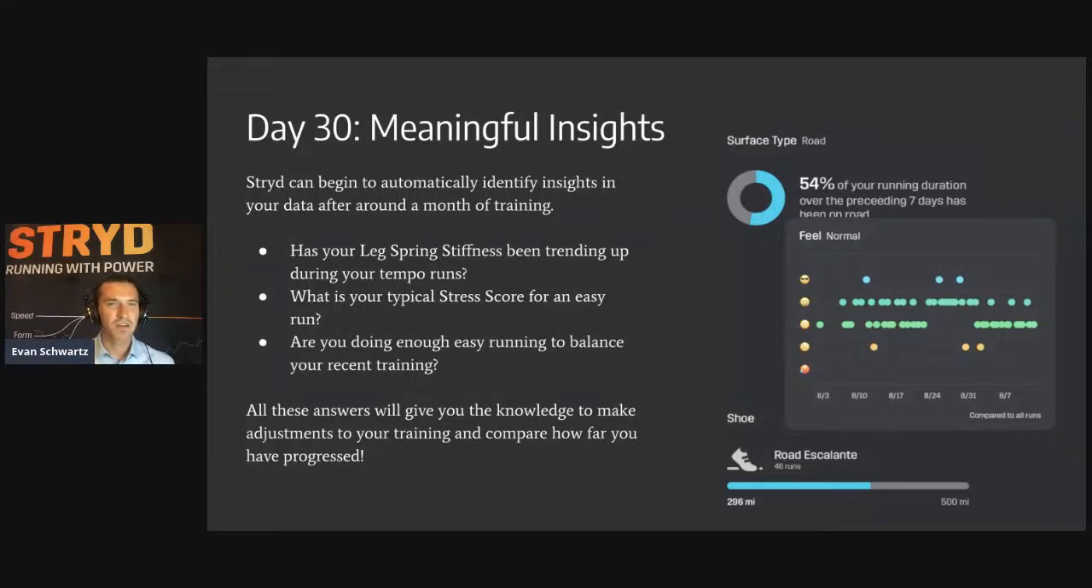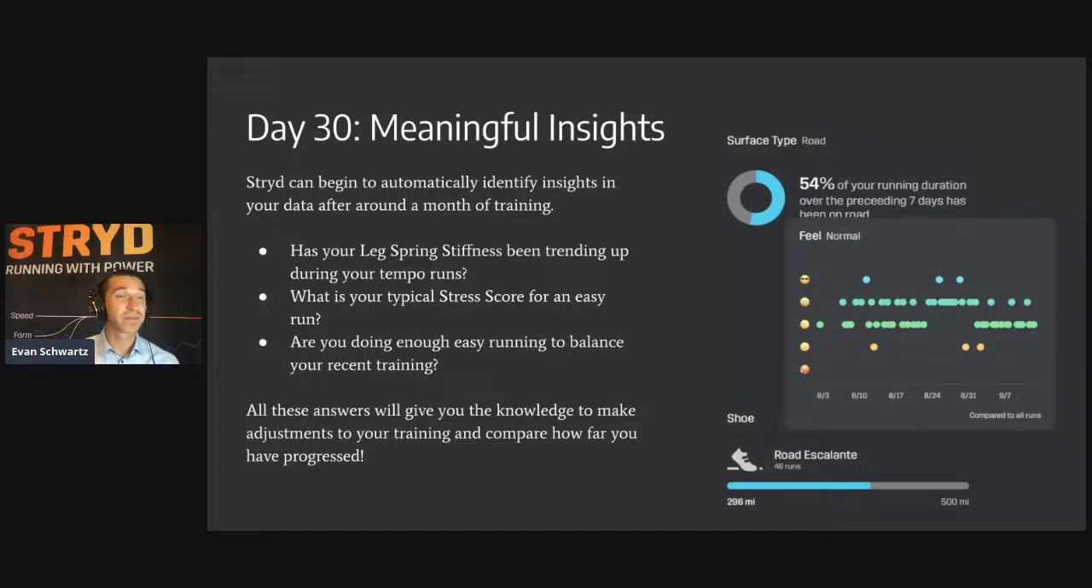So you might think of things as, how has my leg spring stiffness been trending during tempo runs? What's my typical stress score for an easy run? Am I doing enough easy running to balance my recent training? All of these answers give you the knowledge to make adjustments to your training and compare how far you have progressed. So we can see an example here. If you're watching right now on YouTube or Facebook, you can see some different snippets of what insights look like.